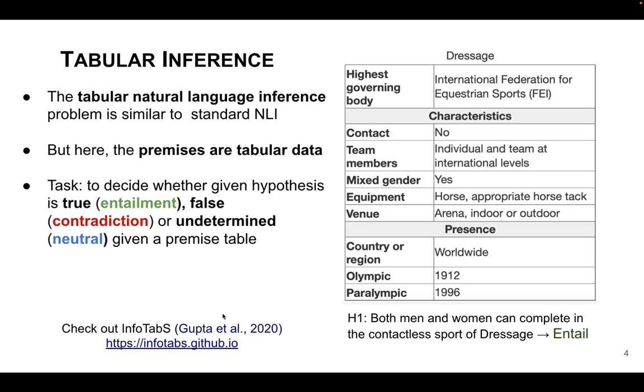So let me first introduce the task of tabular inference. This was introduced as a part of our ACL 2020 work. The task is where you are given a premise table and a hypothesis statement. For example, you can see on the right there is a dressage table and then there is a hypothesis statement: both men and women can compete in the contactless sport of dressage. Now the task is to determine whether this hypothesis statement is true, that is entail, false, that is contradict, or undetermined, neutral.